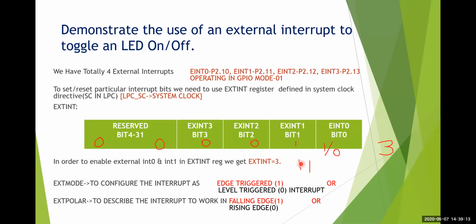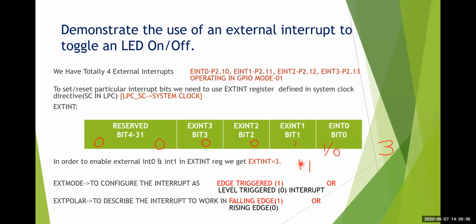Now I need to see in which particular operation the interrupt is configured, whether it will work as an edge triggered interrupt or a level triggered interrupt. If it is a level triggered interrupt, whether it will work at a 0 level or a higher level. And if it is edge triggered, whether it will be a falling edge triggered or a rising edge triggered interrupt.